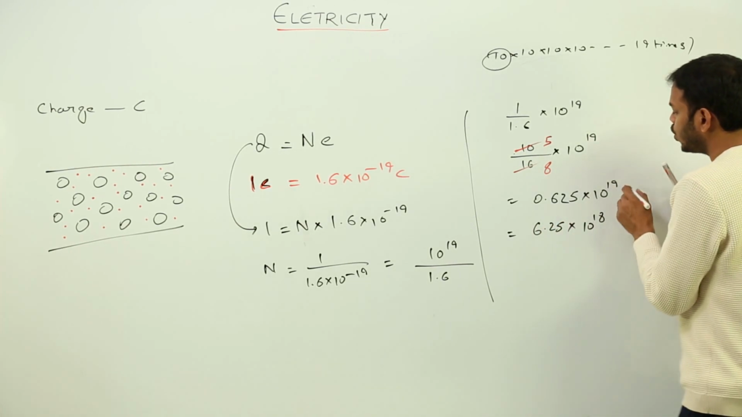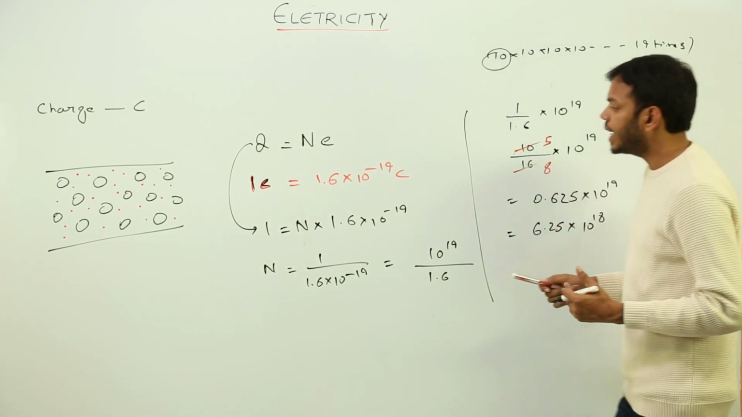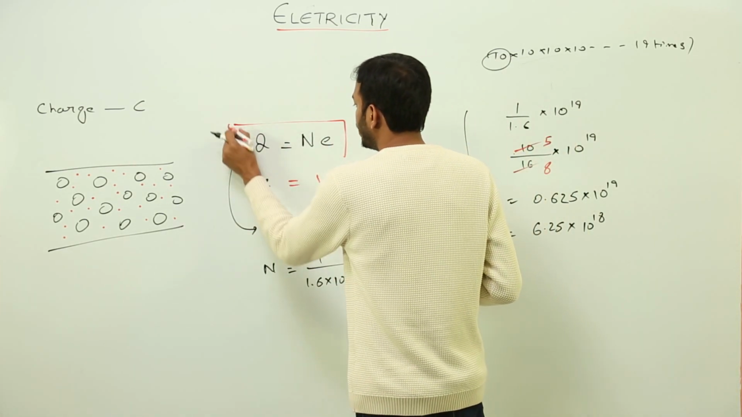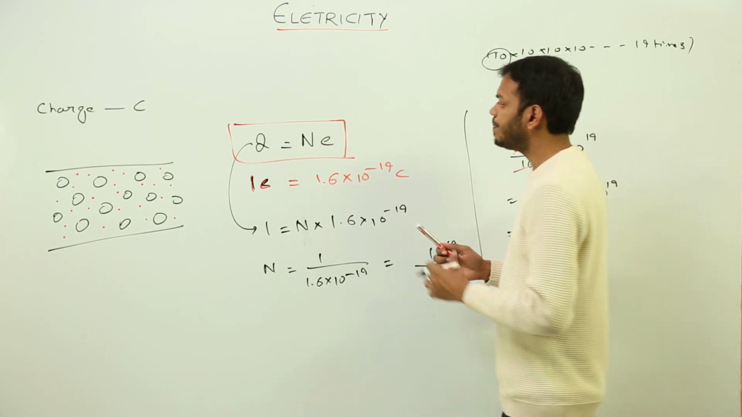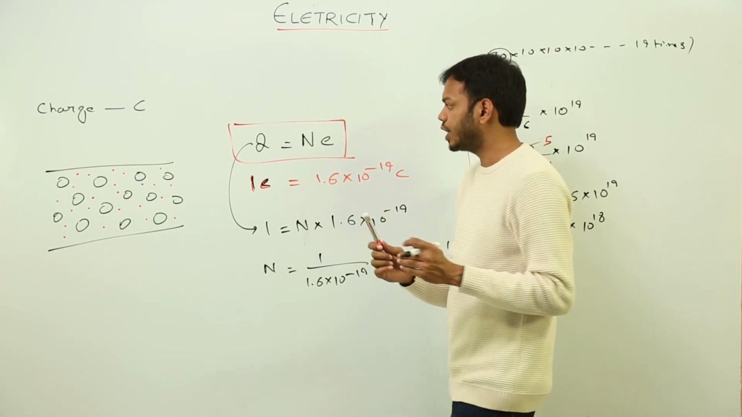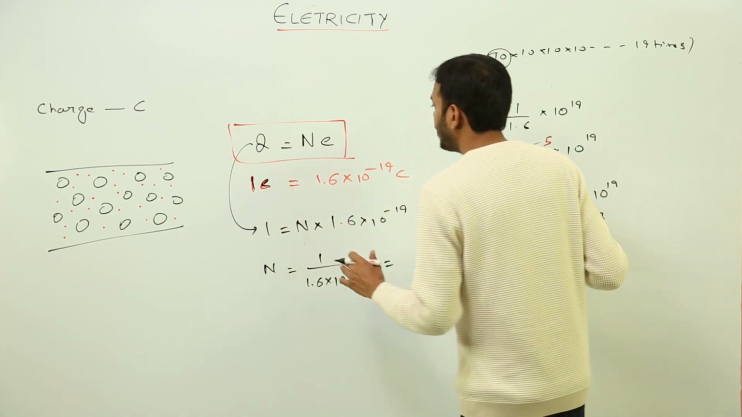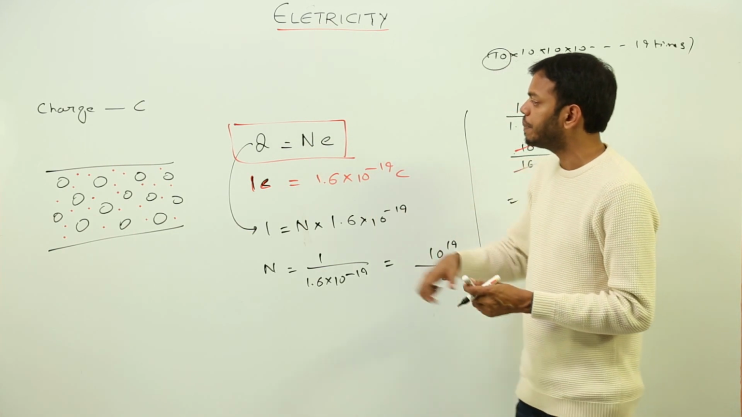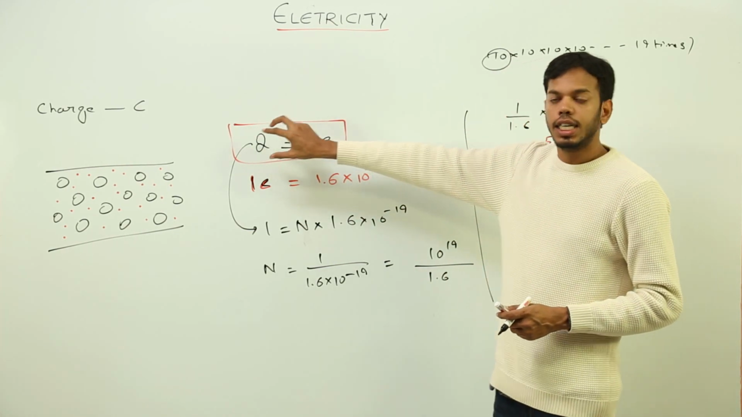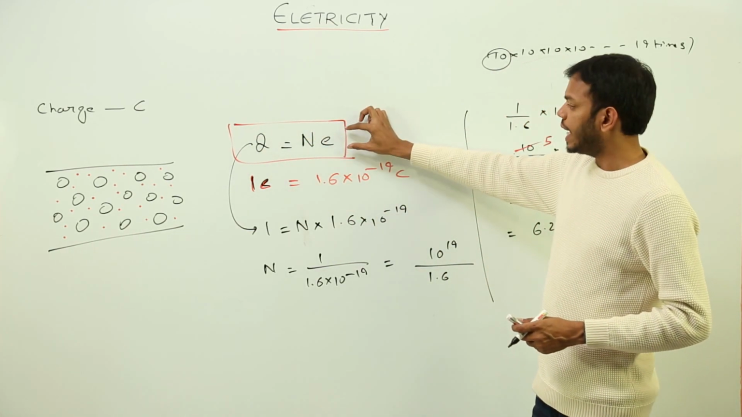So what unit should I write here? I won't be writing any unit, because Q is n times e. This is called quantization of charge. I'll explain the meaning of quantization in a while. But I was telling you why I'm not going to write any units here: Q equal to ne represents that the total charge is an integral multiple of the electronic charge.